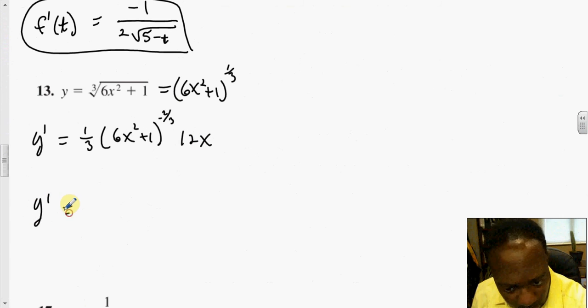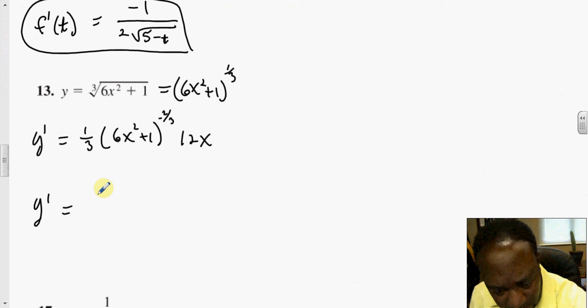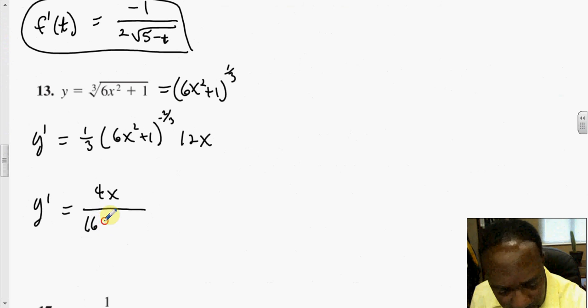And so we say that y prime is the 12x divided by the 3. So 12 divided by 3 is 4. So we have 4x up top, and that's all over this 6x squared plus 1 to the 2/3 power.